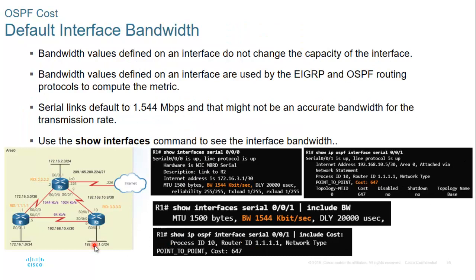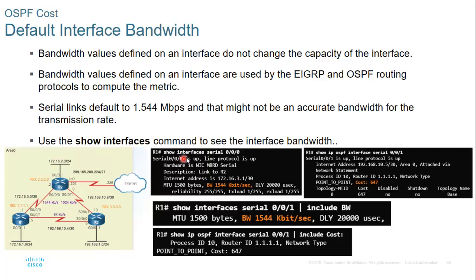Bandwidth values defined on an interface do not change the capacity of the interface. These bandwidth values of an interface are used by EIGRP and OSPF routing protocols to compute the metric. So serial links by default have 1.544 megabits per second, and that might not be an accurate bandwidth for the transmission rate. You can use the show interfaces command to see the interface bandwidth.